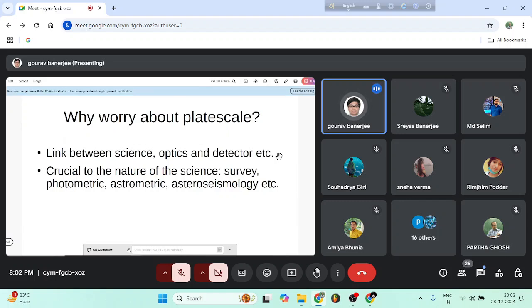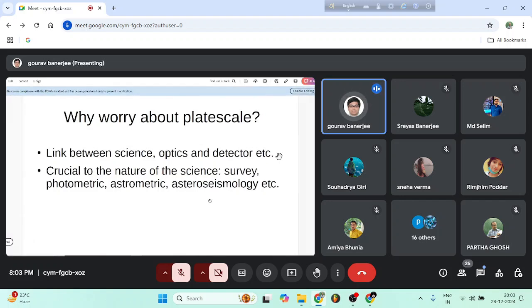And for different science things, let's say if you want to do photometry or astrometry or astroseismology, these are all simple imaging based science cases. You would want different pixel scales. If you're trying to do a survey, you want a lot of field of view. So you don't want a very large magnification. So each pixel will actually sample a fair amount of sky.